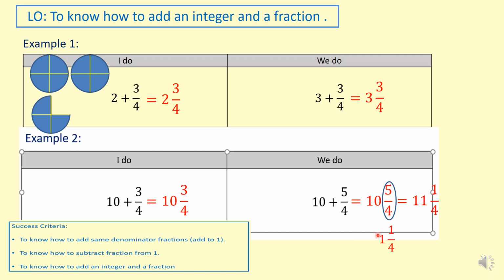Make sure, in this case, if you have an improper fraction, you need to write it as a mixed number and then add these up. So you have 10 wholes there, 1 whole in here, you have 11 whole and 1/4. Very well done if you managed to do this one right.